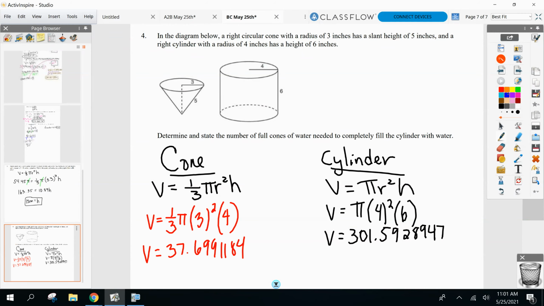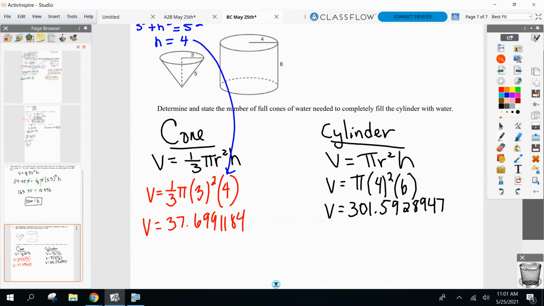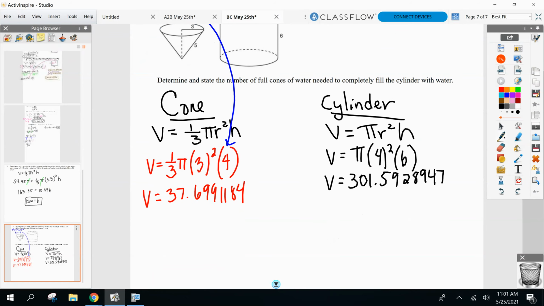Hopefully you guys are doing Pythag to find the height, because 5 is the slant height. Your height of the cone came out to be 4. That's why it's plugged in here as 4. Give you guys a minute to keep calculating.